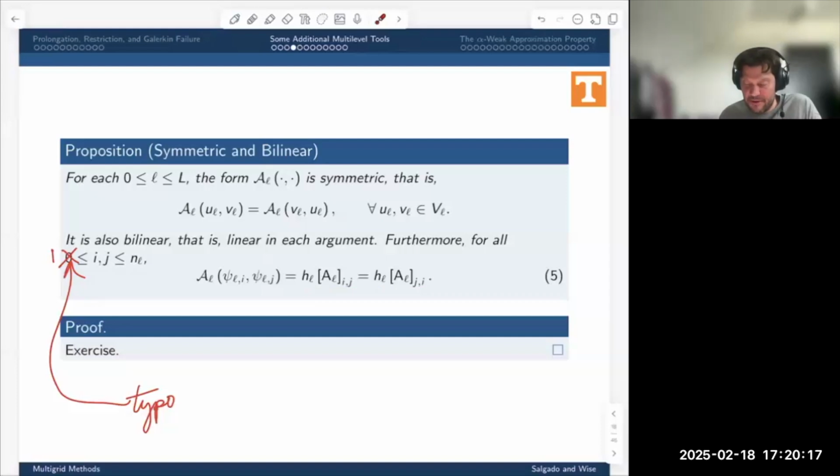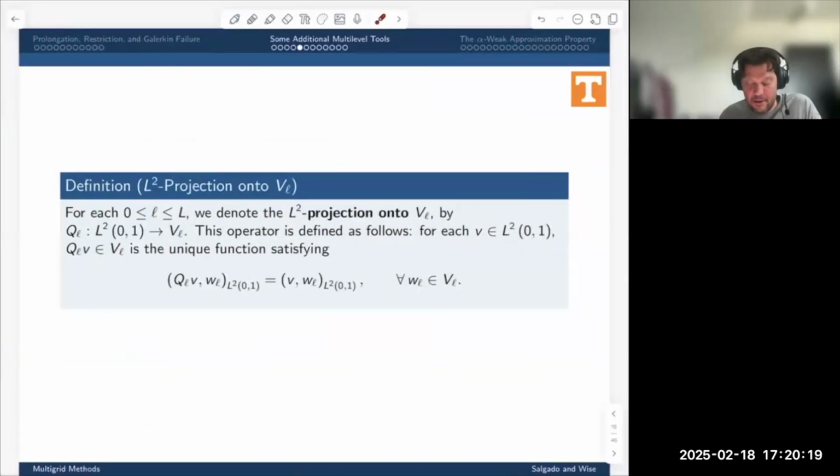So I'm going to have to stop there. Where are we going here? The next object that I'm going to describe in my multi-level tool belt is what's going to be called an L2 projection. So we're going to define this thing called L2 projection, whatever the heck that is.